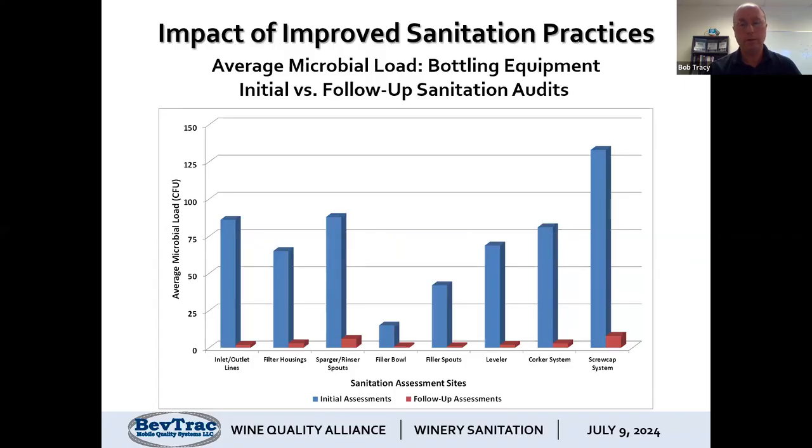This is for bottling equipment. Again, these are all the areas that I check on a bottling system. Again, same thing. As long as they improve their sanitation practices, you can see a dramatic drop in the microbial loads.